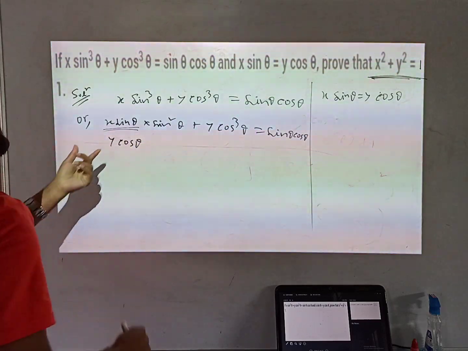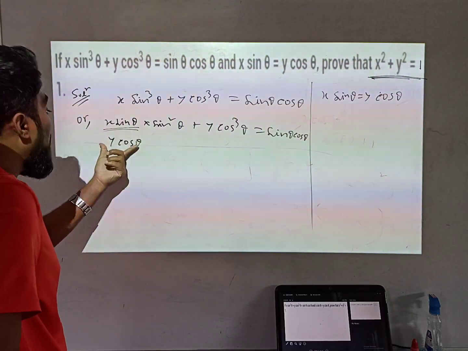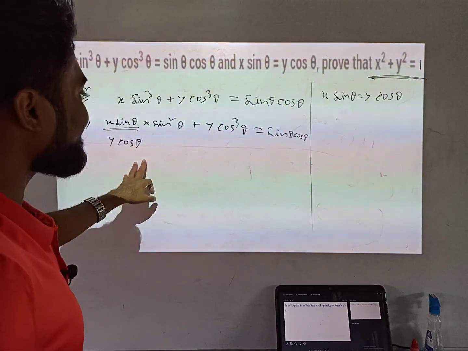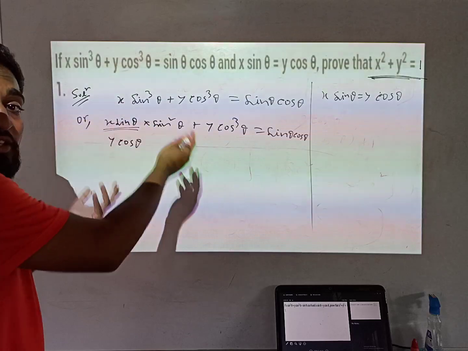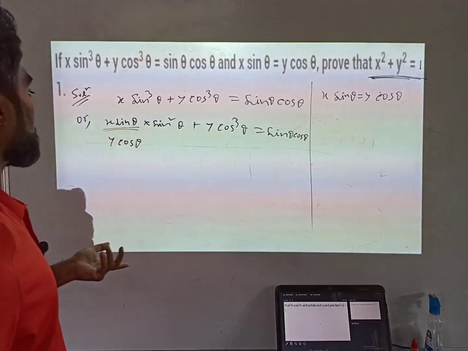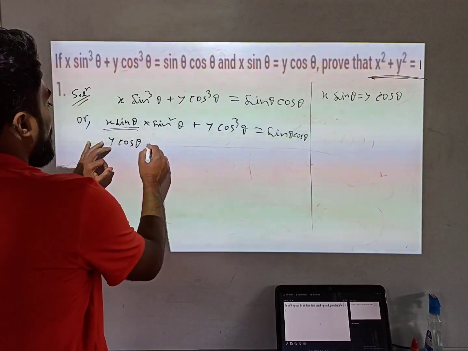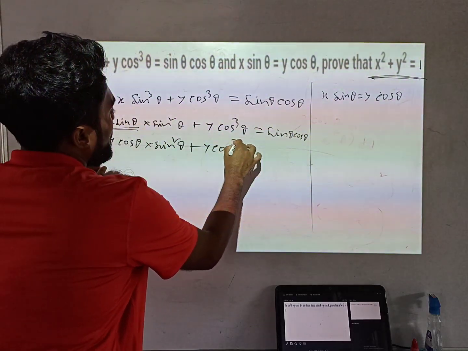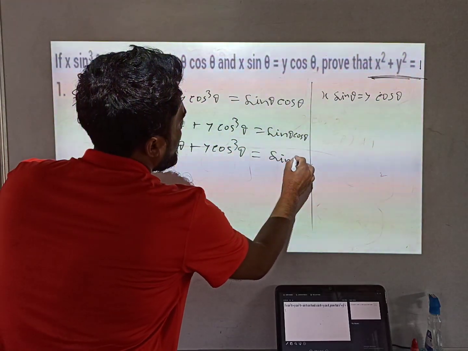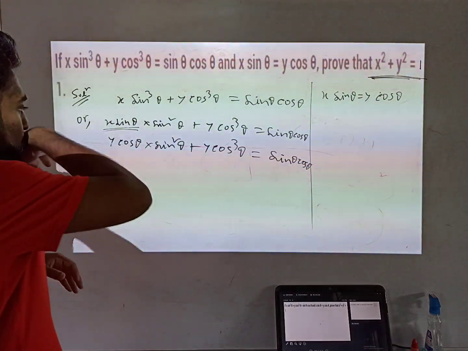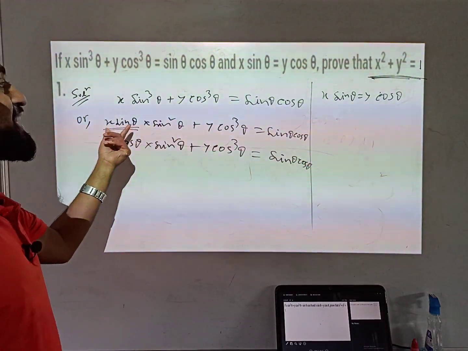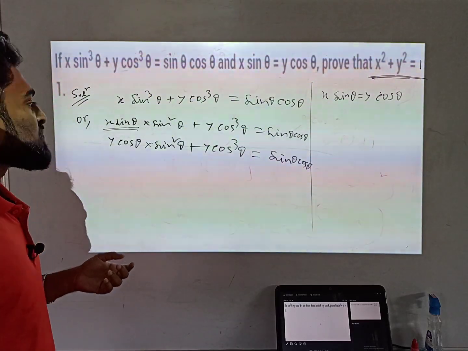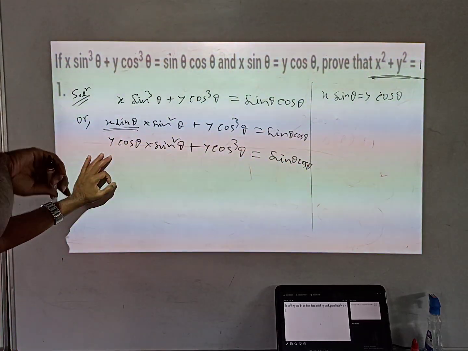The moment I write y cos theta in place of x sin theta, this equation is converted into a two variable equation. You see, y cos theta into sin square theta plus y cos cube theta equals sin theta cos theta. You see, there is no x. The moment I replace x sin theta by y cos theta, the whole scenario got changed.